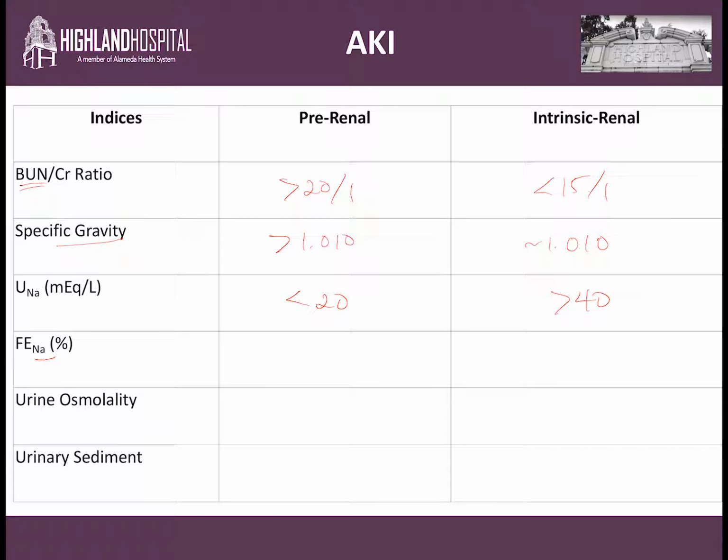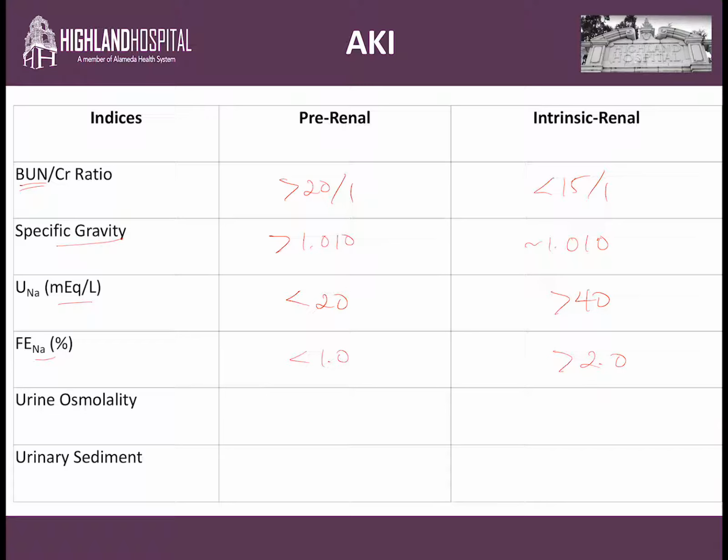And the FeNa is another way to express this, and this is just how much is filtered divided by how much is excreted. So if your urinary sodium is low in pre-renal states, your FeNa is going to be low as well. So this is usually less than 1.0. And in intrinsic renal, it's the opposite scenario. Your tubules aren't working, so you're unable to reabsorb the sodium. So your FeNa here is going to be greater than 2.0.